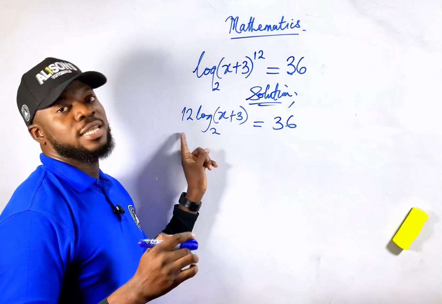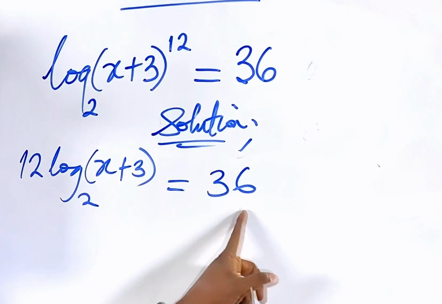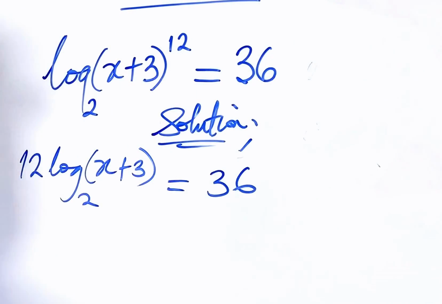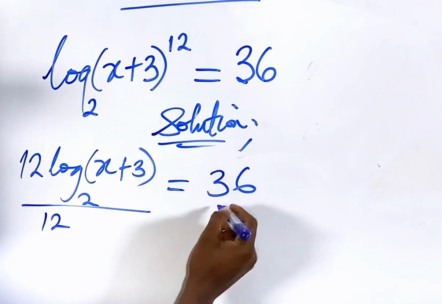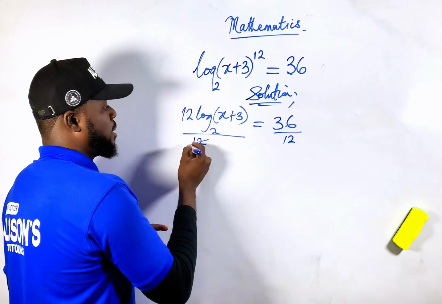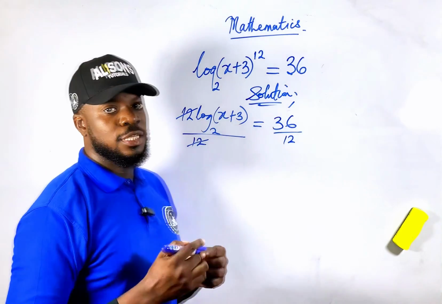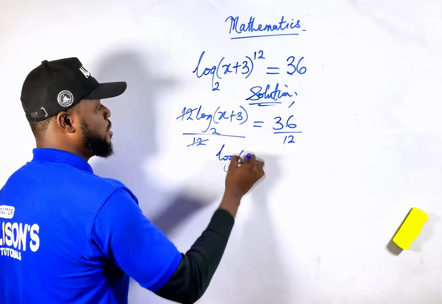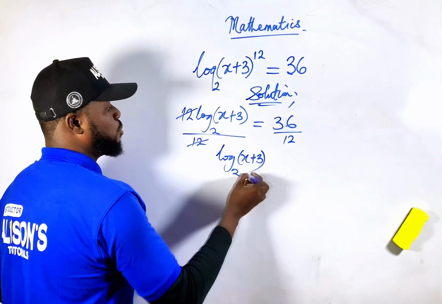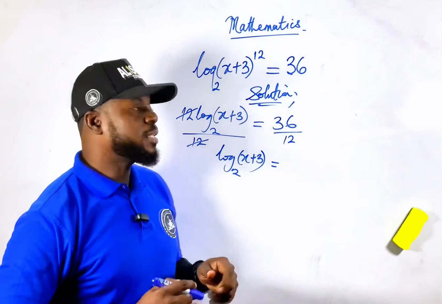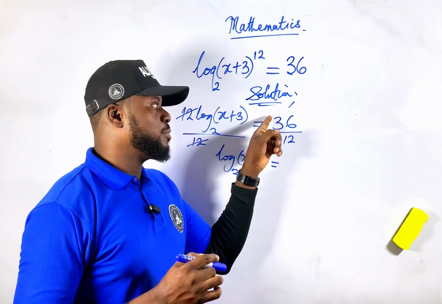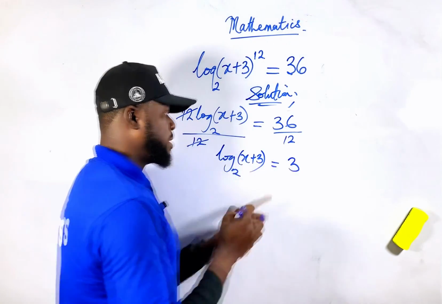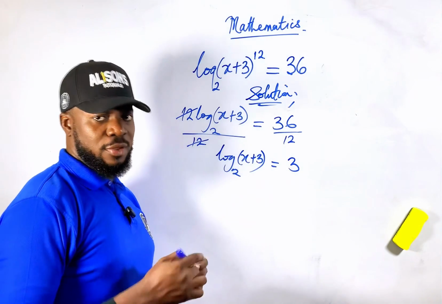Now, as it is like this, before I introduce another logarithm rule, the first thing I will do is to remove this 12. How do I remove it? This guy won't stay alone, so I divide both sides by 12. This one and this one will cancel out. What will remain is log of x plus 3 base 2 equals 36 divided by 12, which is 3, because 3 times 12 gives you 36. You understand what I am trying to say?